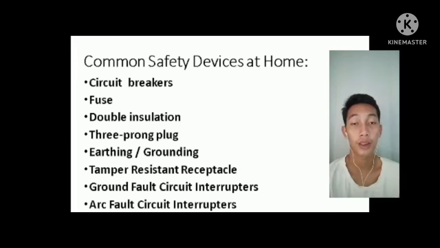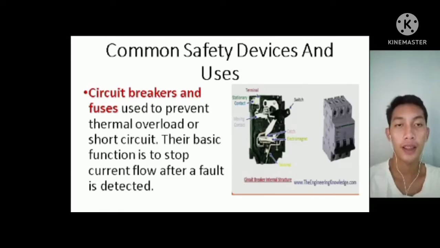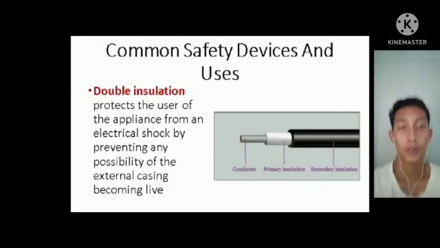Circuit breakers, fuse, double insulation, three-prong plug, earthing, grounding, tamper-resistant receptacle, ground fault circuit interrupters, arc fault circuit interrupters. First are the common safety devices and uses. Circuit breakers and fuses are used to prevent thermal overload or short circuit. Their basic function is to stop the current flow after a fault is detected. Double insulation protects the user of the appliance from an electrical shock by preventing any possibility of the external casing becoming live.